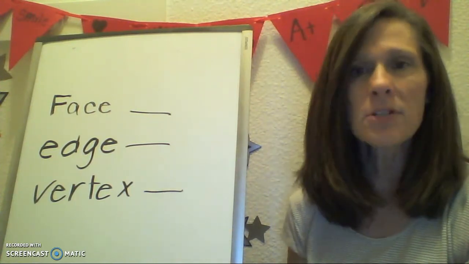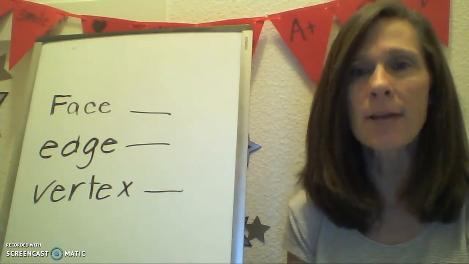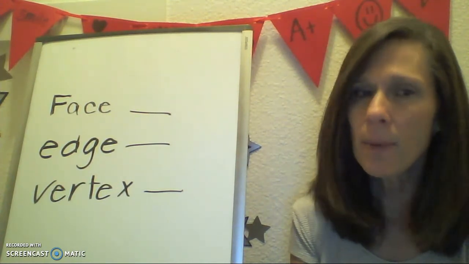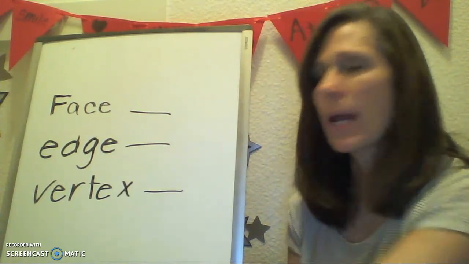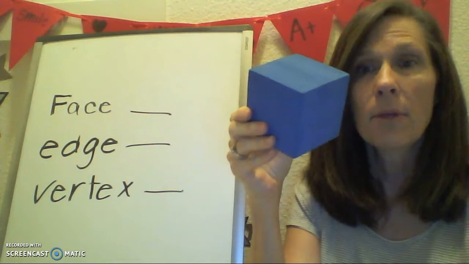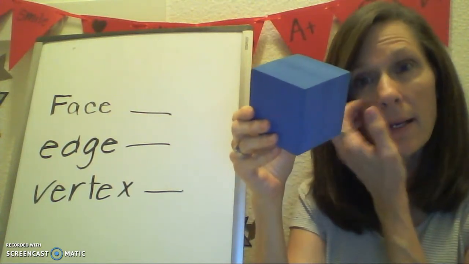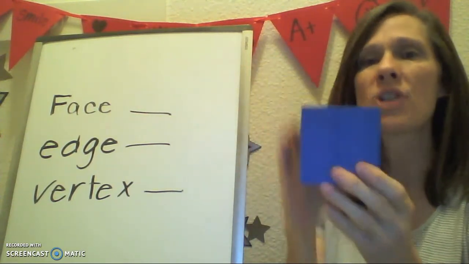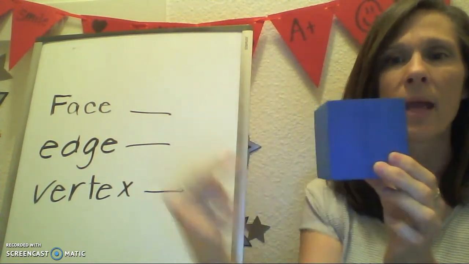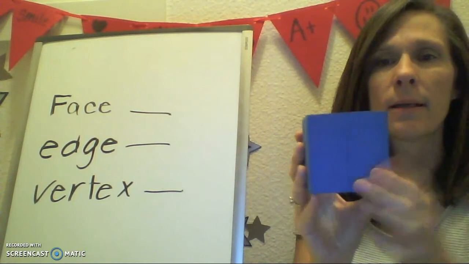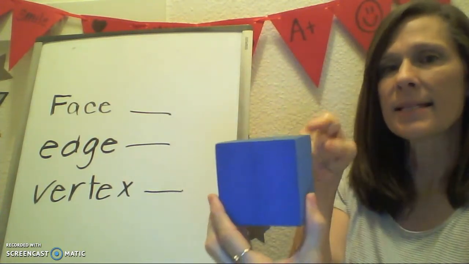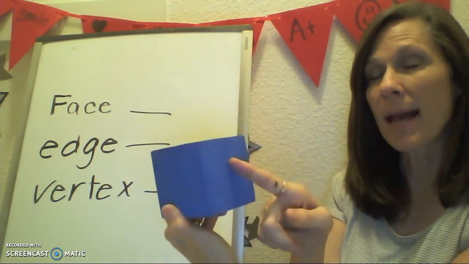So we're looking at those three attributes to name our solid shapes. Now the tricky part with naming them is that when I hold up the cube right here, you only see three faces, right? But remember, a solid shape has a top, a bottom, a side, another side, a front, and a back right back here.